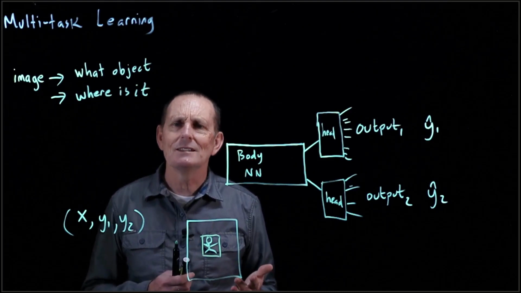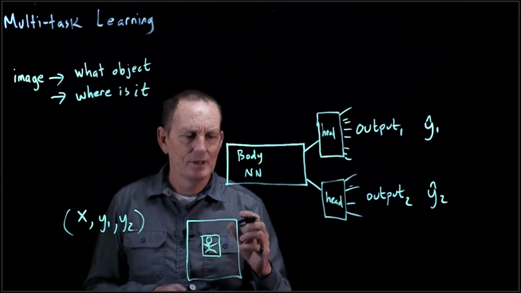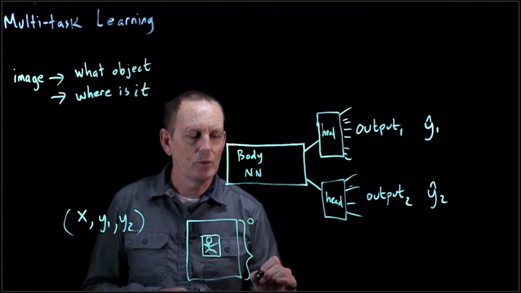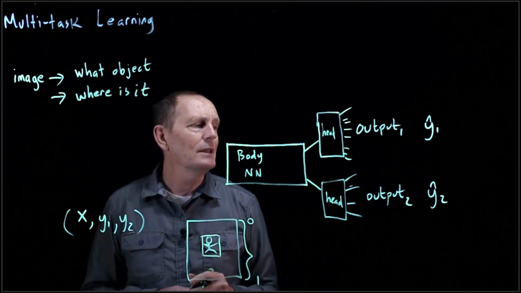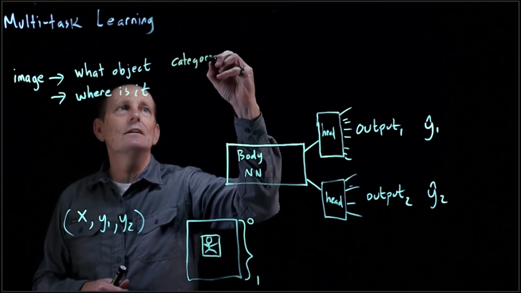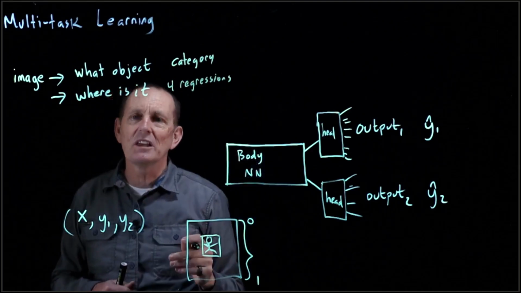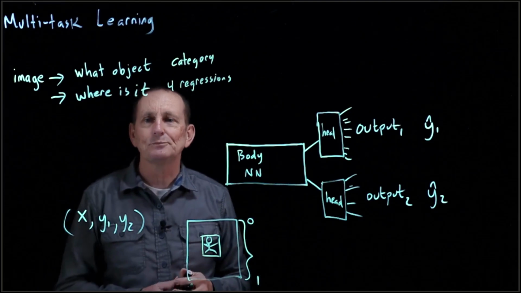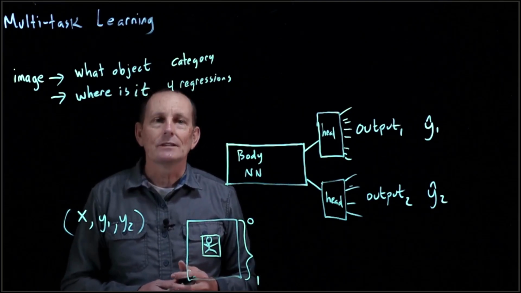Probably the easiest way to do that is to go ahead and output those in terms of numbers between 0 and 1. So 0 would mean at the top, 1 would mean at the bottom, half would mean halfway through, something like that. But y1 then is a category, and y2 is 4 regressions. Top, left, bottom, right, maybe it's top, left, height, and width, whatever we need to do to obtain this bounding box. And what we find is two things.